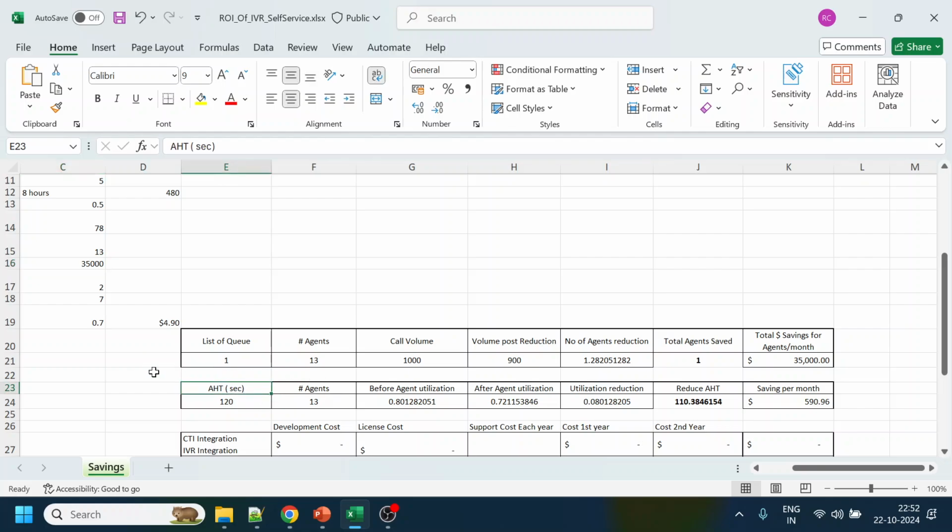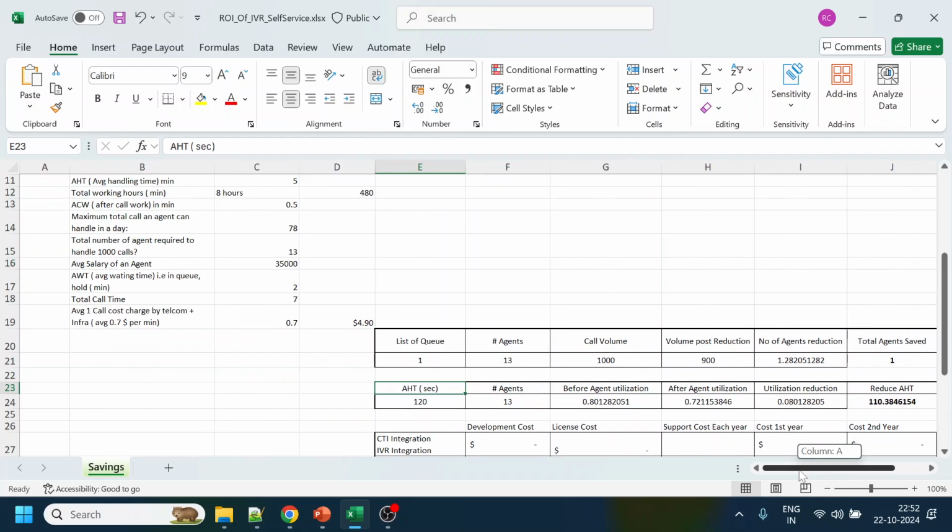Another is AHT. How much are you improving your AHT? AHT is your average handling time, right? So let's say earlier we considered 2 minutes, so that comes to 120 seconds, and you had 13 contact center agents, which were giving the 120 seconds, or 2 minutes, as an average waiting time. Now, before the utilization, it comes around.